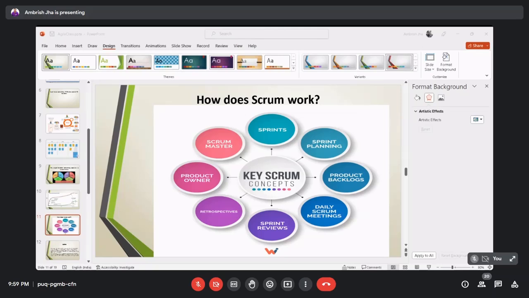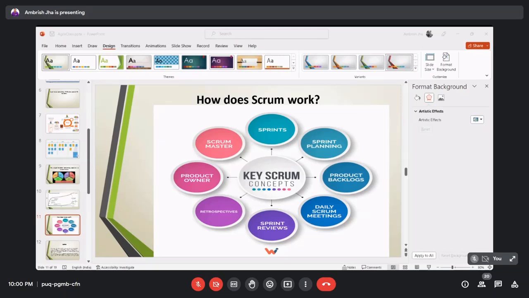So this basically makes a team very clear on their goals. Every day they know what their goals are, whether they are on the track or there is any slippage. So everything is very measured and known to everyone. This is the beauty of agile methodology.